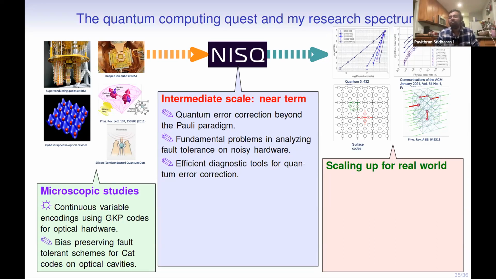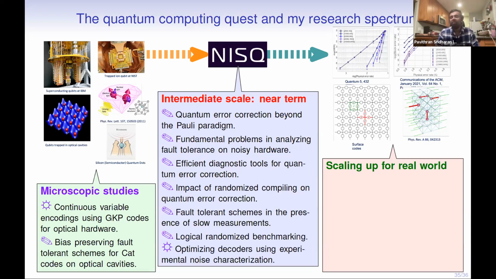In the era of having just a handful of physical qubits, I've also studied this interesting problem: in quantum error correction with real-world hardware, when you detect an error, it's not an instantaneous process. The detection happens inside a dilution fridge and you need to get the output out of the fridge, so there's a time delay. What happens to the actual quantum information in this time delay? I've looked at fault-tolerance schemes in the presence of slow measurement, and I've also considered some nuances in directly doing randomized benchmarking on the logical qubit.